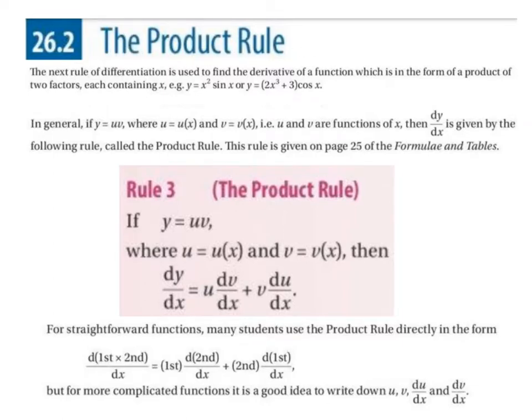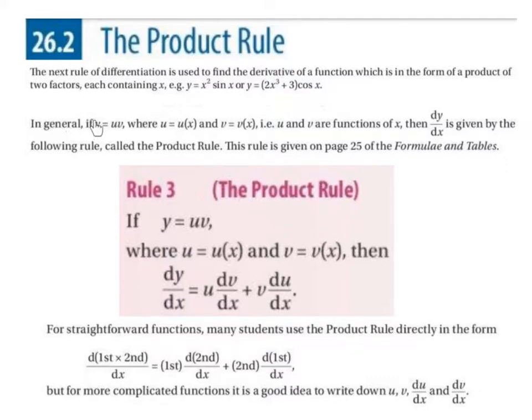The product rule. The next rule of differentiation is used to find the derivative of a function which is in the form of a product of two factors, each containing x. For example, y equals x squared sine x, or y equals 2x cubed plus 3 cos x.